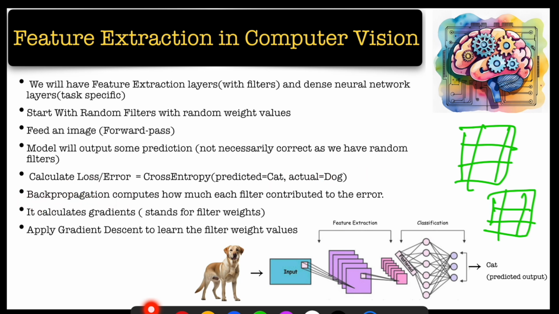Then we'll do back propagation. Back propagation computes how much each filter contributed to the error, and it calculates the gradients, also for the filter weights. Then we'll apply gradient descent to learn the filter weight values. In each gradient descent iteration we update the weight values until we converge. That's how we come up with different types of filters for different datasets or different tasks.